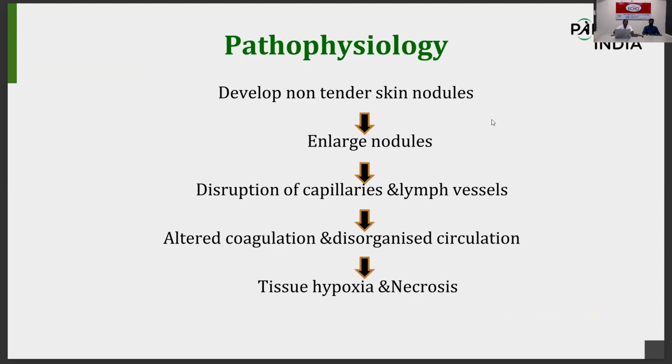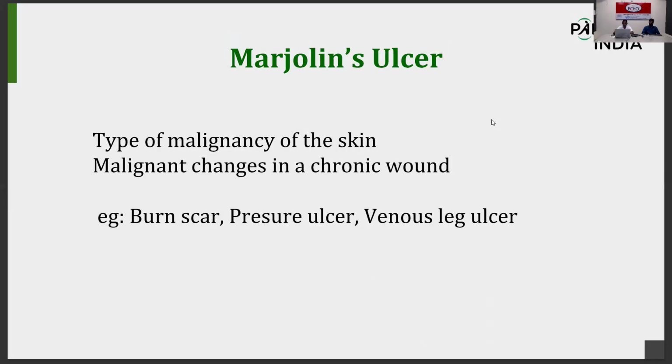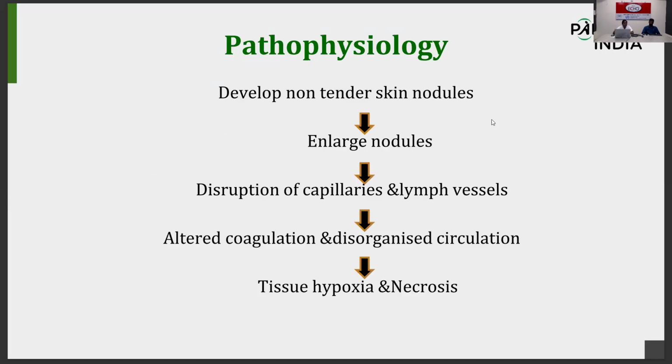Next, the pathophysiology. There is a development of non-tender skin nodules, and gradually these skin nodules will enlarge. Disruption of capillaries and lymph vessels will occur, and there may be altered coagulation and disorganized circulation. This will lead to tissue hypoxia and necrosis. Okay, how many of you know about Marjolin's ulcer?